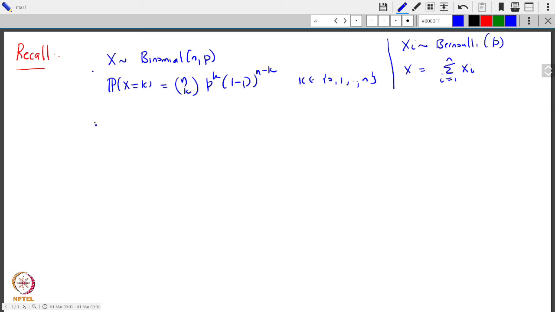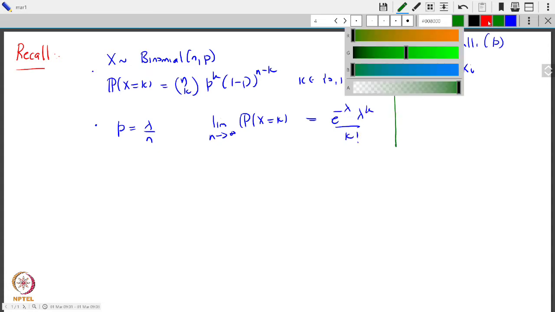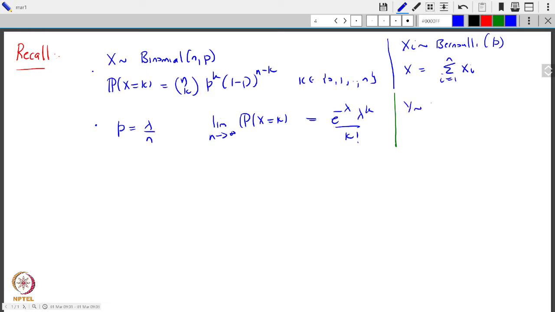And then we also showed an important theorem: if p gets smaller as n gets larger, that is, p is very small compared to n, so p is like lambda by n, then the limit as n goes to infinity of the probability X equals k was e to the minus lambda, lambda to the power k, by k factorial. And this we saw was a legitimate distribution by itself. We called this Poisson(lambda), the distribution where Y equals k has probability e to the minus lambda, lambda to the power k, by k factorial, for k in the natural numbers including 0.